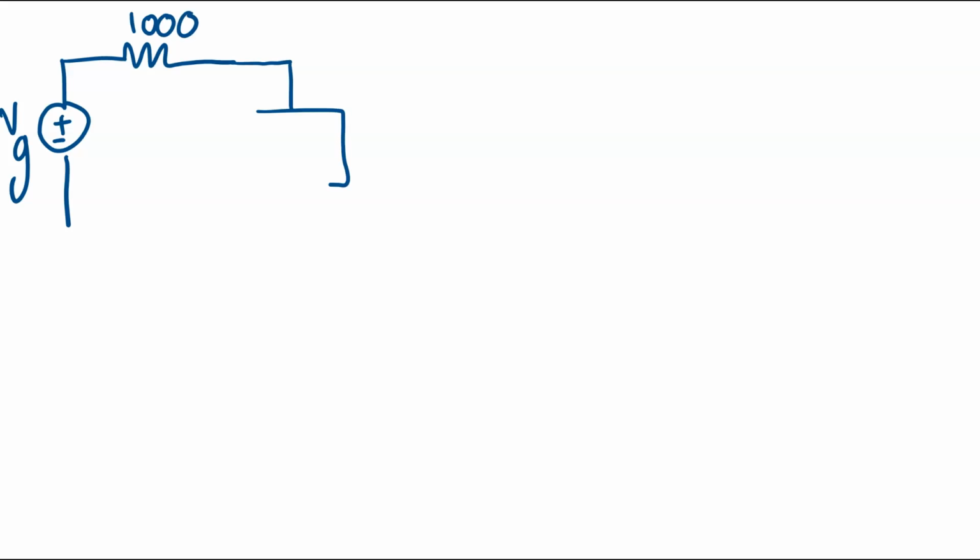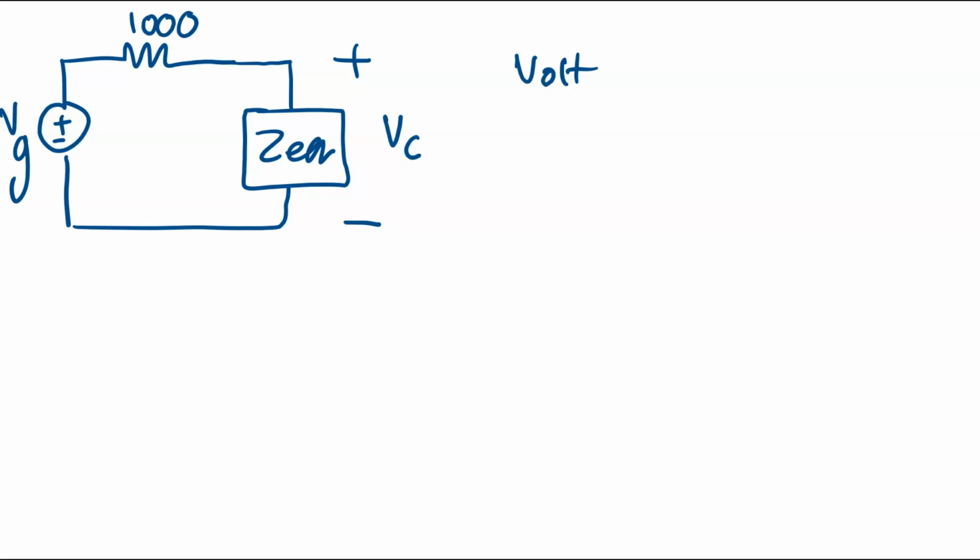Now that I have my Z equivalent, I can redraw my circuit in this form. So here I have my VG. There is a 1000 ohm resistor here, and then it is connected to my Z equivalent. And the voltage of the capacitor is the same as the voltage of Z equivalent. So if I'm looking for the voltage of the capacitor, I have to do a voltage divider.